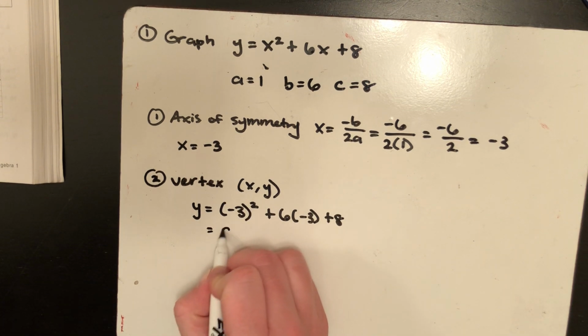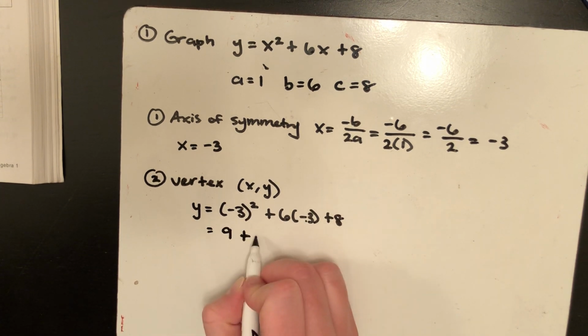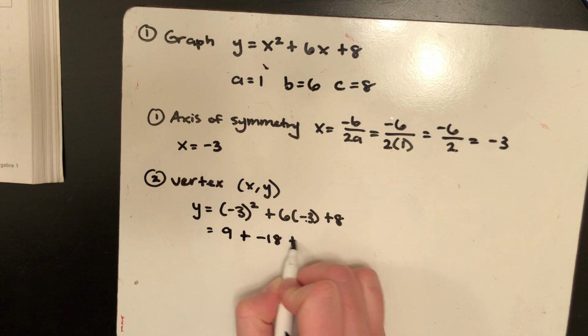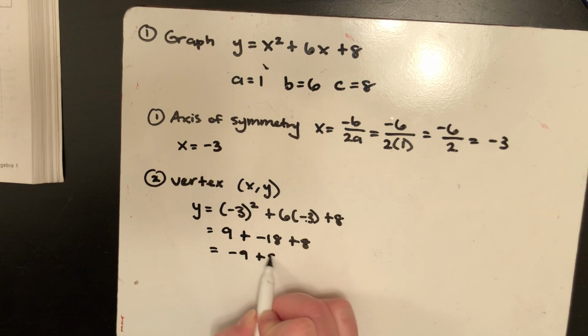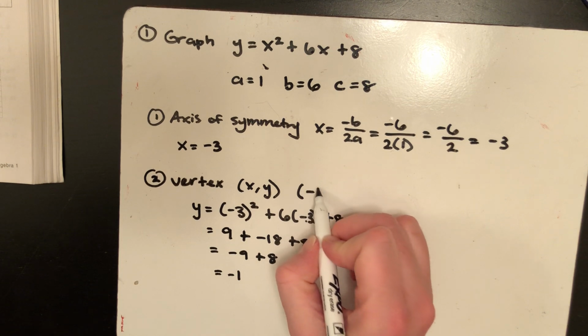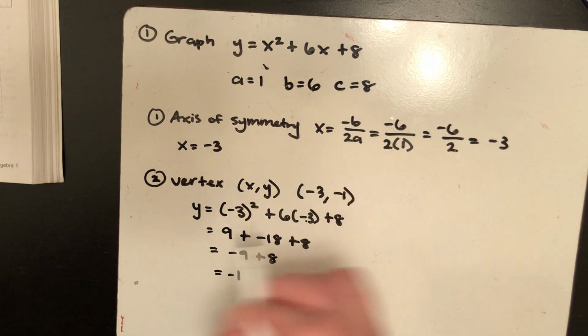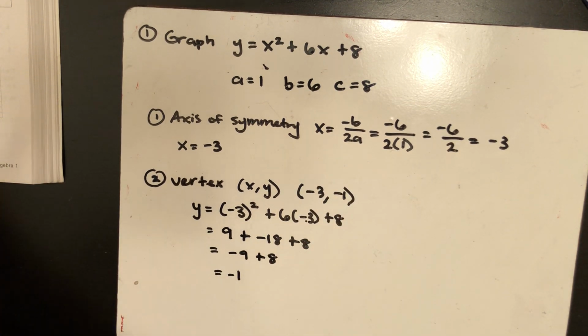So negative 3 squared is 9. 6 times negative 3 is negative 18 plus 8. PEMDAS here, 9 plus negative 18 is negative 9, plus 8 is negative 1. So my vertex is going to be located at negative 3, negative 1.